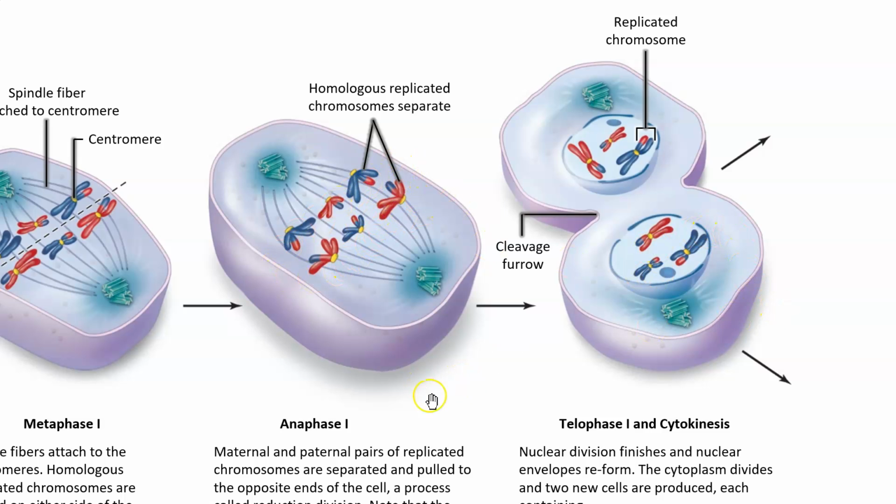Now you have something akin to mitosis. Now you've got to take apart those centromeres. You've got to take these chromosomes apart from each other.